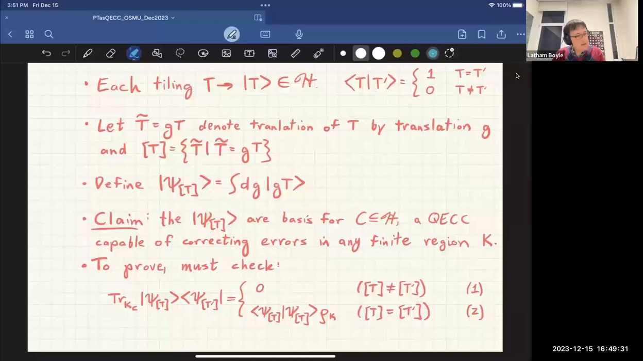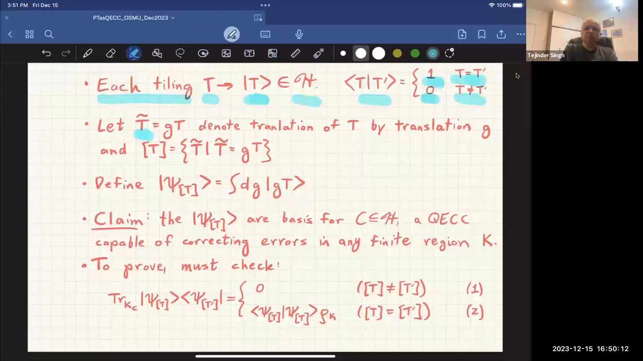For each Penrose tiling T, I'm going to regard that as a state in my larger Hilbert space H. And if I have two such tilings, if they're distinguishable, they should be represented by orthogonal states. So if there are any two different tilings, that means I can distinguish them, so their inner product is zero. On the other hand, they're normalized. If t is equal to t prime, then the norm is one.